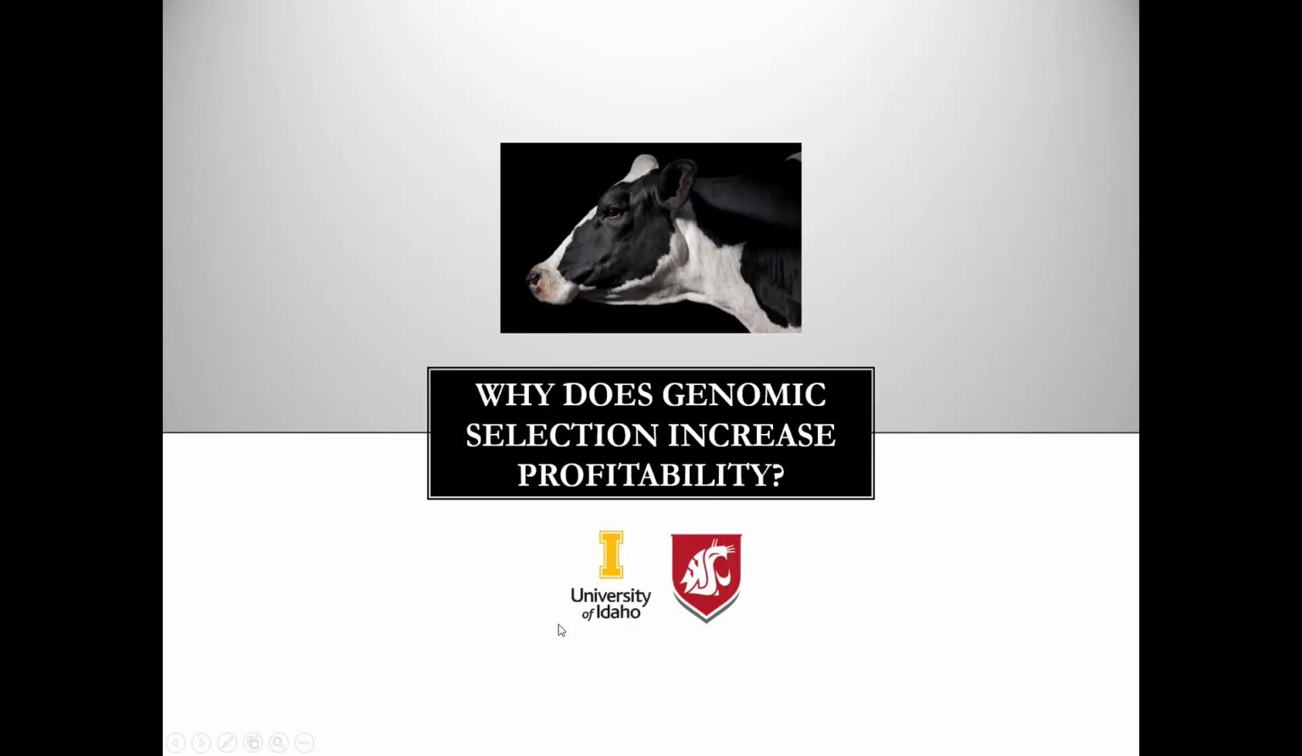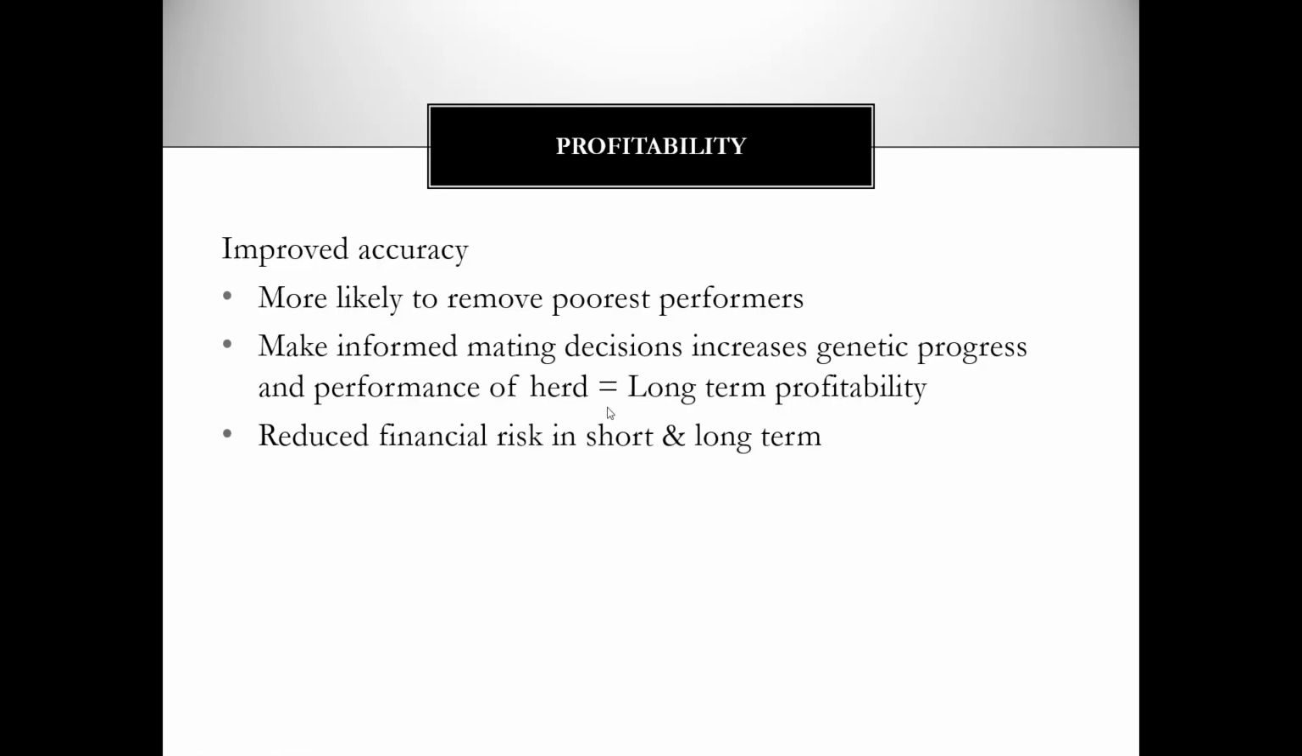Why does genomic selection increase profitability? Genomic selection increases profitability because it improves the accuracy of our prediction of how those animals will do in the future. This allows us to remove those that are more likely to have a poor performance, particularly the bottom 25%. It also allows us to make informed mating decisions so we can increase genetic progress and performance of the herd. And as we do that, and as we have more profitable offspring, we can increase our long-term profitability.